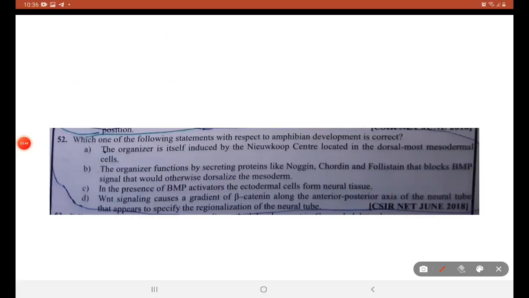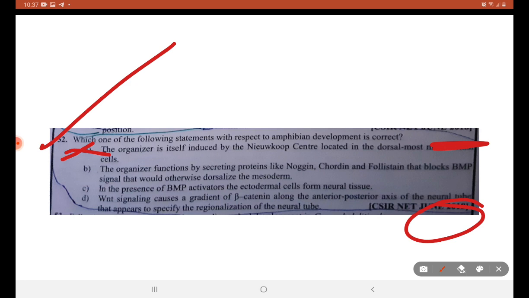Now 2018. Which of the following statements with respect to amphibian development is correct? Organizer itself is induced by Nieuwkoop center located in the dorsal-most mesodermal cell. It is a wrong statement. Organizer functions by secreting proteins like chordin and follistatin that prevent BMP signal that could otherwise ventralize the mesoderm. Wrong. In the presence of BMP activated, the ectodermal cell will form neural tissue. Wrong.